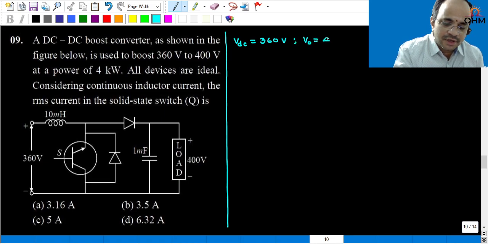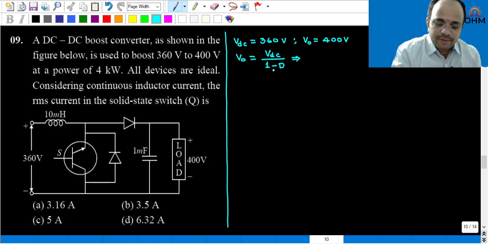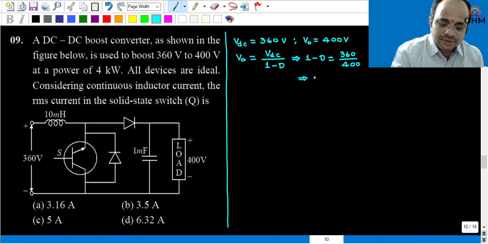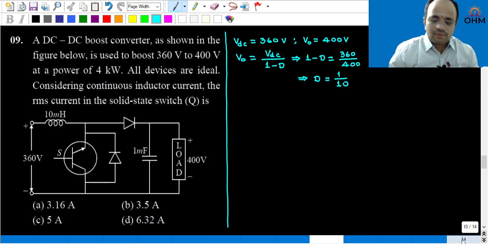Output voltage is also given, that is 400 volt. So in boost converter, when the operation is continuous conduction, the relationship between V0 and VDC will give you V0 is equal to VDC by 1 minus D, where D is the duty cycle ratio. Therefore 1 minus D is equal to VDC, that is 360 divided by 400. So from this, after simplification, you will get duty cycle ratio is equal to 1 by 10.